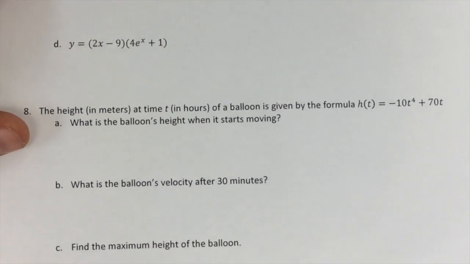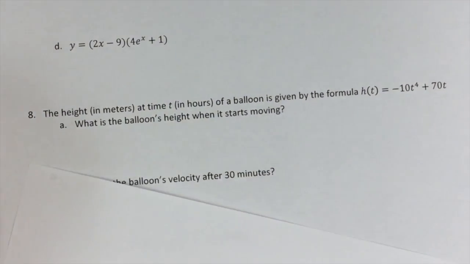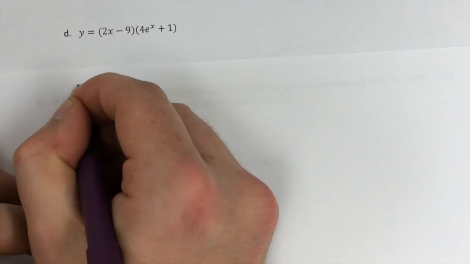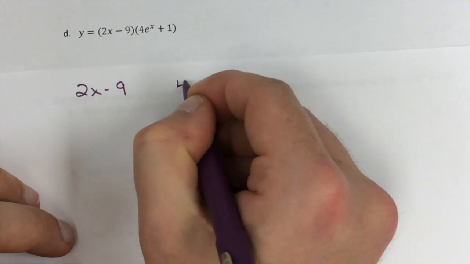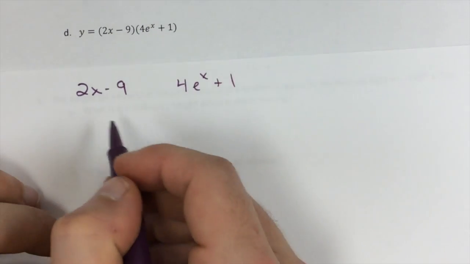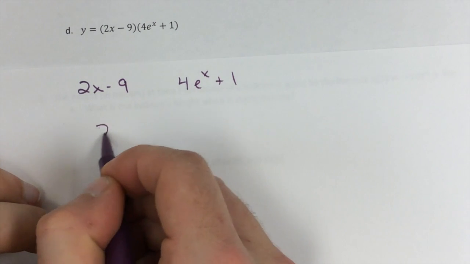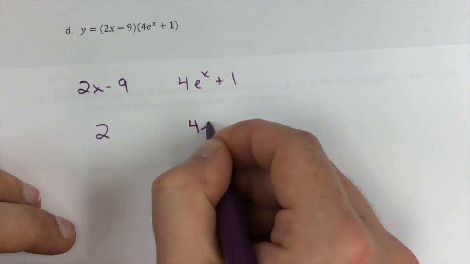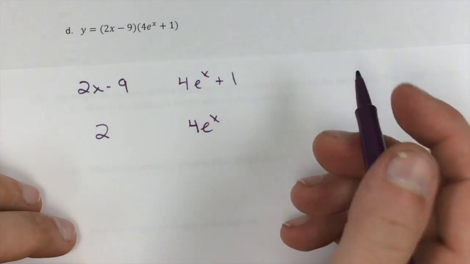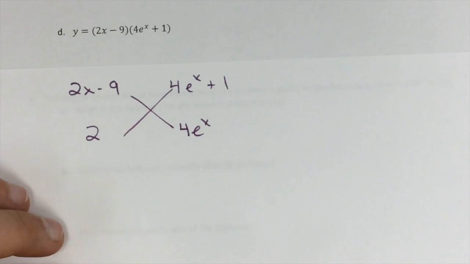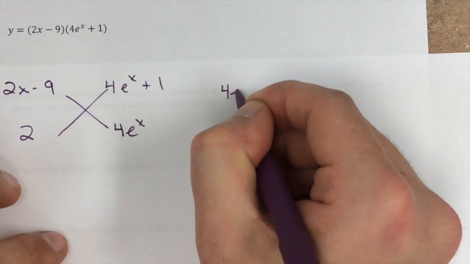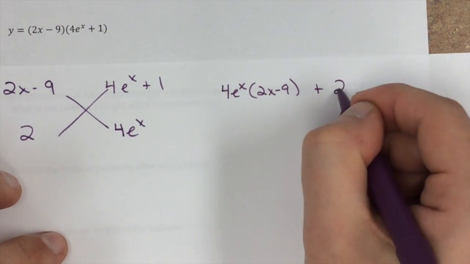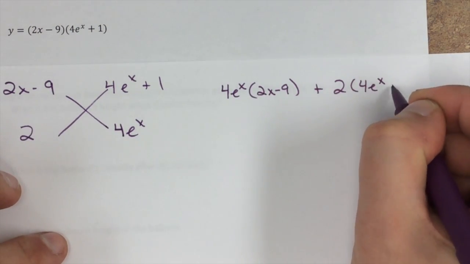Last up, D. Oh, I gave you a product rule. So we write our two equations for e to the x plus 1. Derivative of the first one is 2. The derivative of the second one is, well, the derivative of e to the x is e to the x, so this is 4 e to the x, plus 1, so that goes away. Crisscross applesauce. I have 4 e to the x times 2x minus 9 plus 2 times 4 e to the x plus 1.